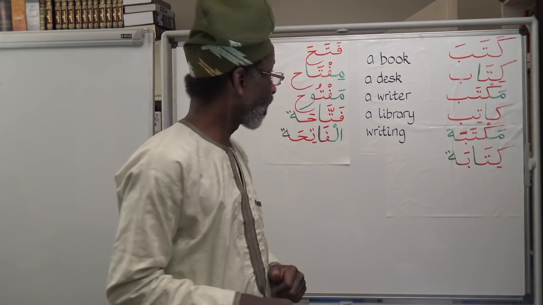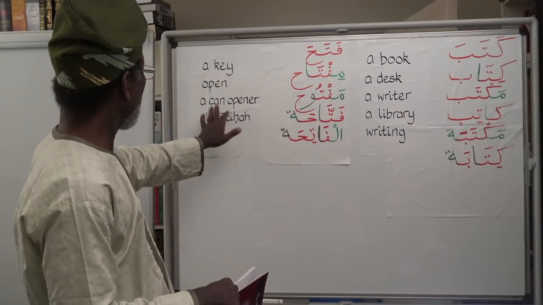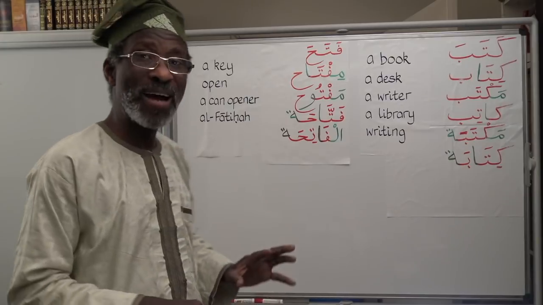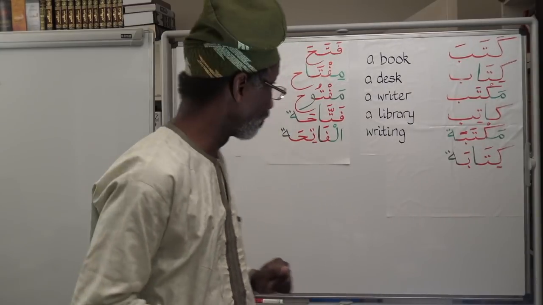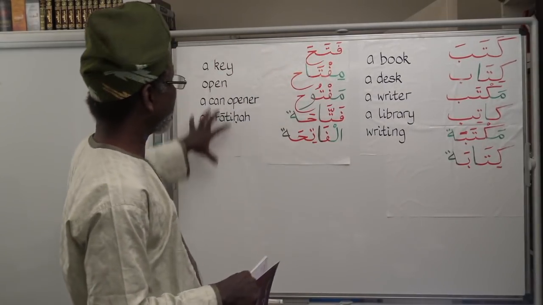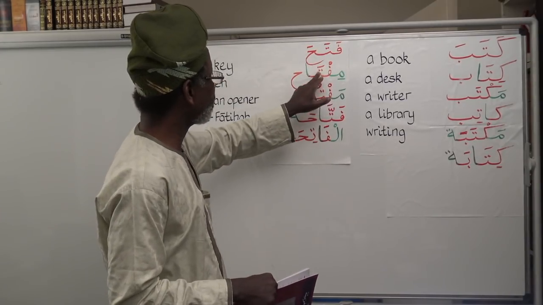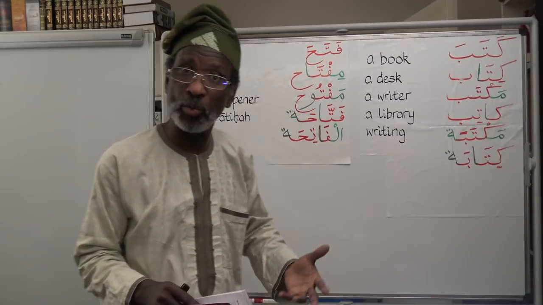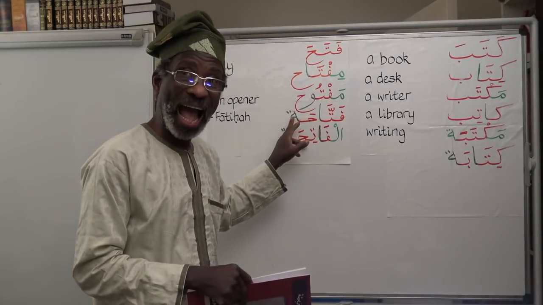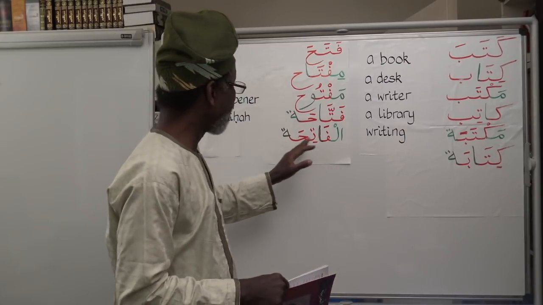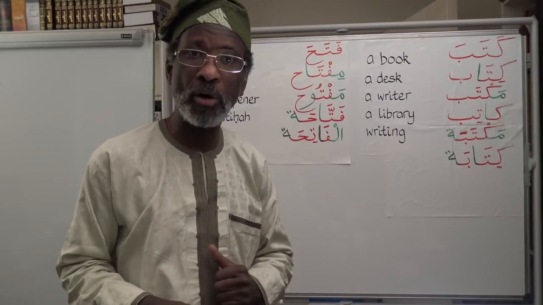So that's coming. Another example for you. Here you have a key, open, a can opener, and al-Fatiha. That is the opening of the holy book of Al-Quran al-Karim. In Arabic, all these meanings will contain this fa and ta and ha, which means he opened. Here, miftah, that's a key, obviously has connection with to open. And you have maftuh, opened. You have fataha, a can opener. And al-Fatiha, which is the opening of the Quran al-Karim, the holy book.